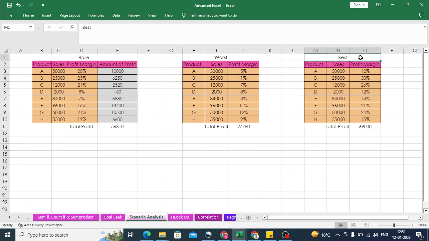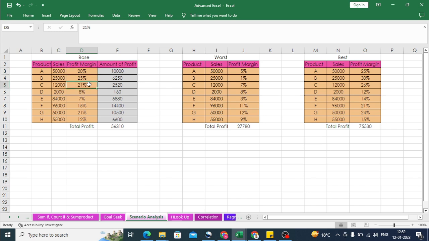Now coming to the best, this is when everything goes as per plan, and even a lot of positive things happen for the company and they perform very well. So the products are the same, sales is the same, but profit margin has increased drastically, right? There's a mistake over here. Profit margin, let's say we can make it 25%. So in the best case scenario, the profit margins are much higher than the profit margin of the worst case scenario, and a bit higher than the profit margin of the base case scenario.